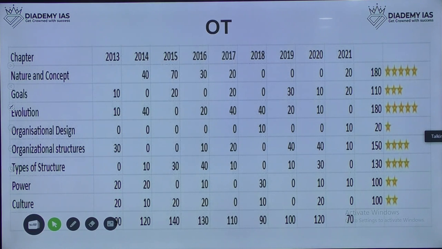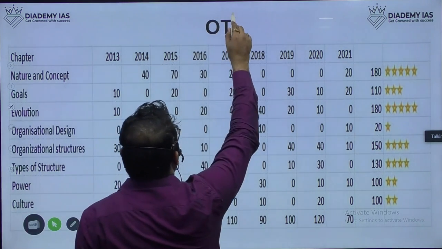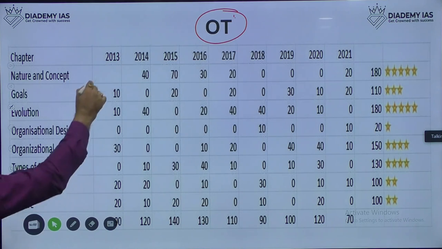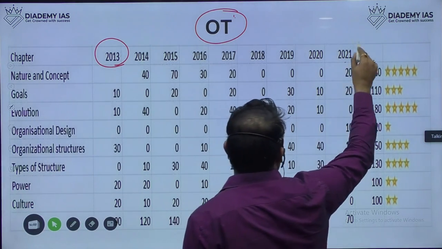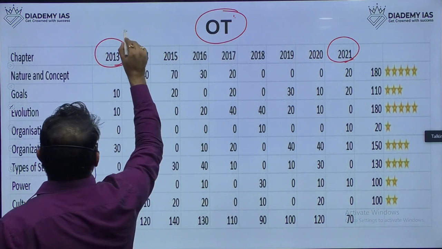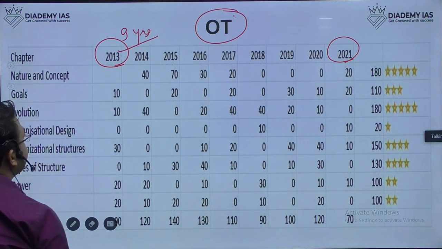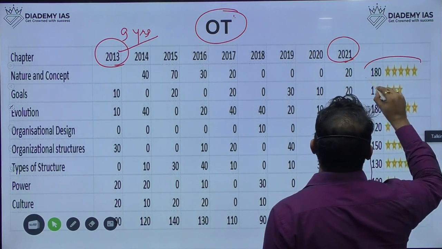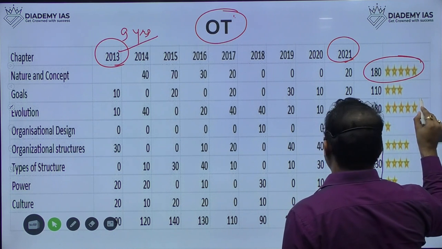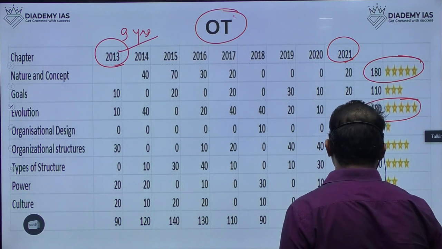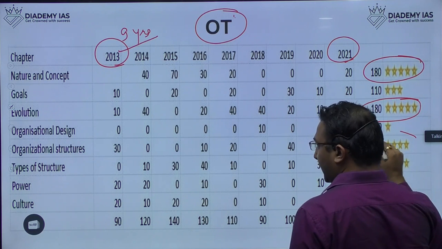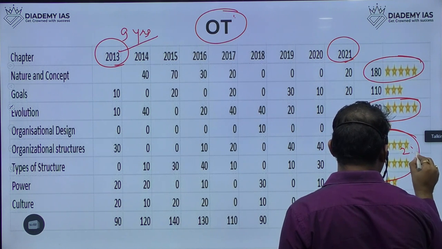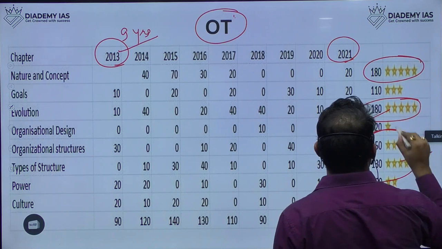So now, if you see the year-wise breakup of the marks, starting from 2013 till 2021, a total of 9 years. In these 9 years, the first chapter is a 5-star chapter. The third chapter, the evolution of theory, is again 5-star. Organizational structure and the type of structure, if you combine both, 280 marks. So 180 marks, 280 marks, 180 marks, right?